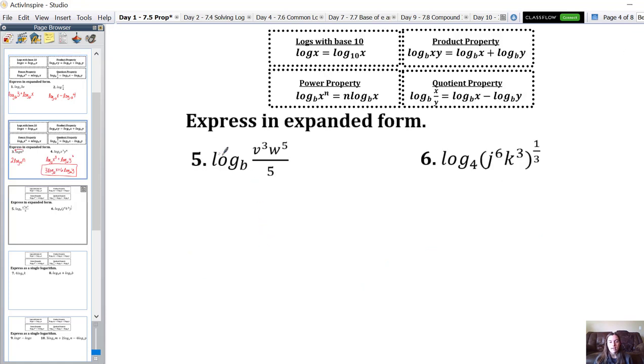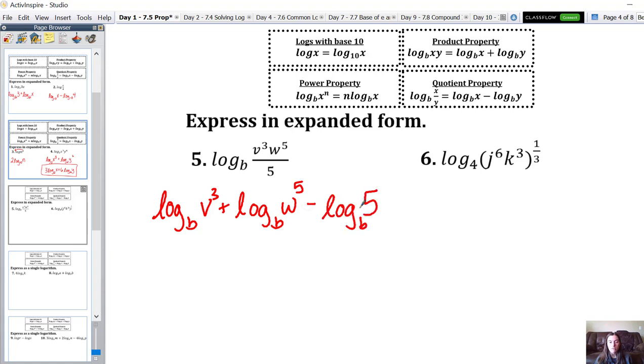Now we have log base b of v cubed w to the 5th all over 5. So here we have product, we have quotient, and we have powers. I'm going to start by separating the quotient and product. I can do that all at once. So I have log base b of v cubed plus log base b of w to the 5th. Those were both on top, so I'm adding them. And then whatever's on the bottom, we're going to subtract. So we have minus log base b of 5.